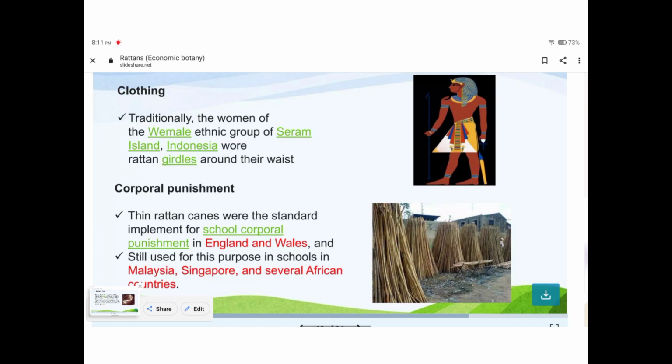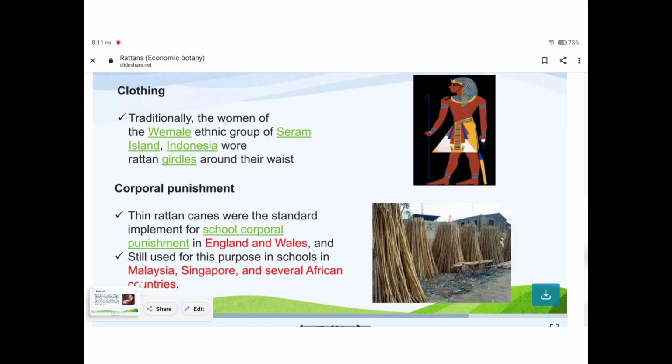Clothing. You can see this kind of clothing which is worn generally by Egyptian people, or in islands like Indonesia, where women wear such clothing, which is also obtained from the rattans.